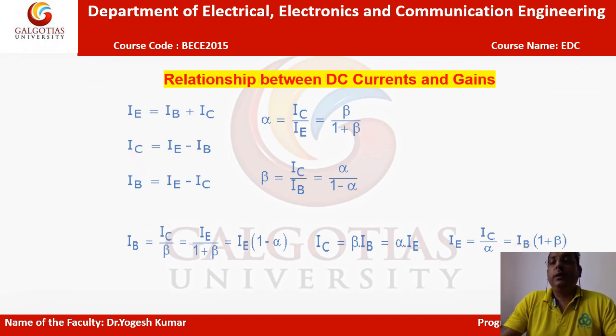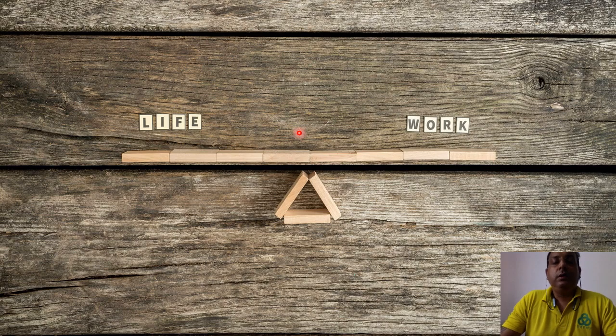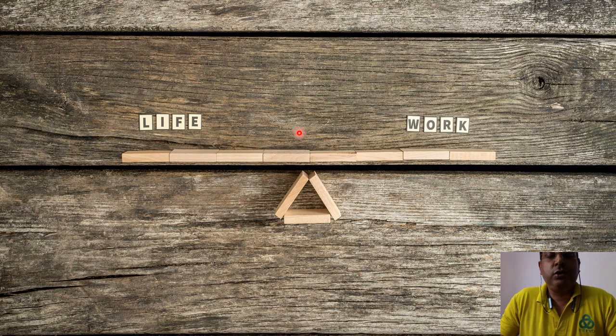So here we can say, in this video we understood the concept of the configurations, that is the three types of configuration: common base, common emitter and common collector, and their input and output characteristics. Generally we refer to the common emitter configuration. Okay, so I hope you understood all the configurations. Thank you so much.